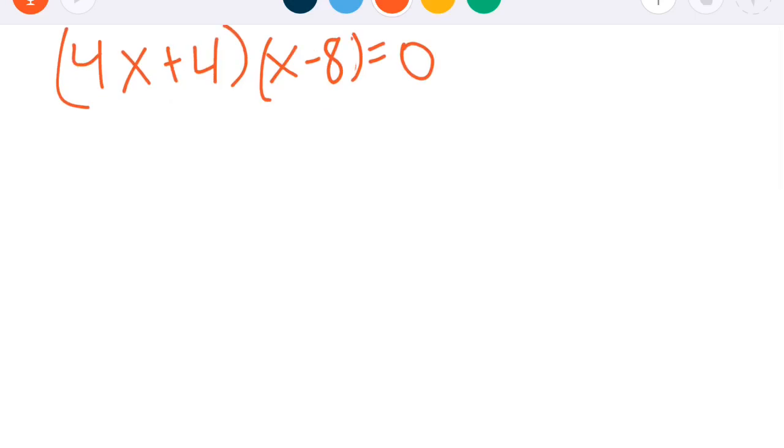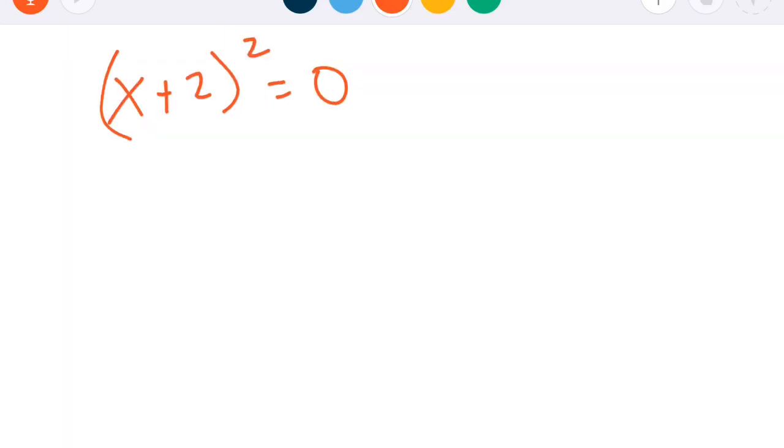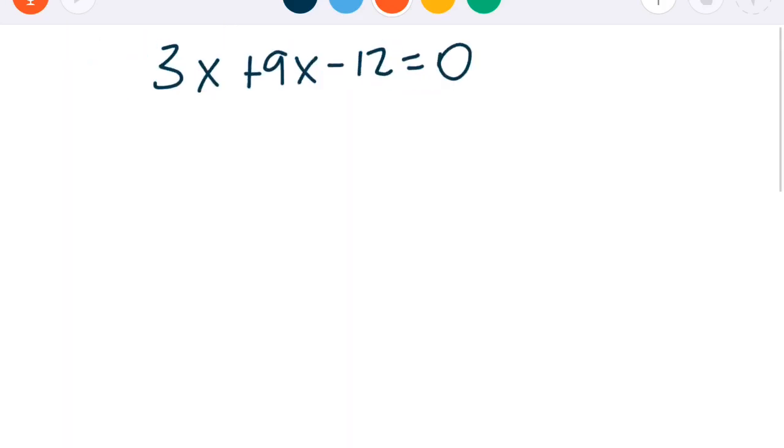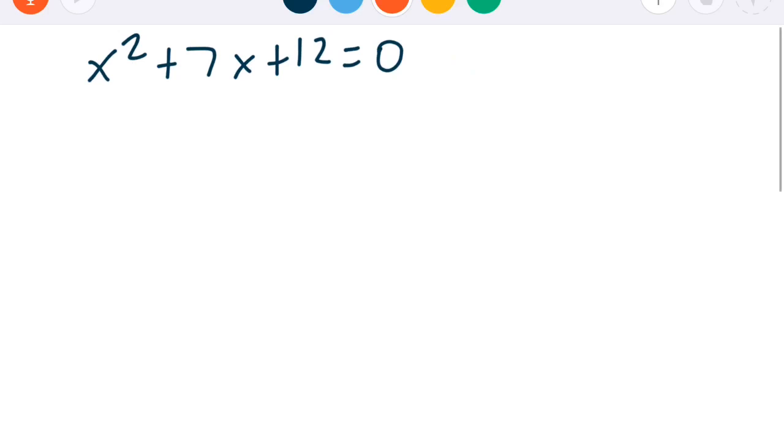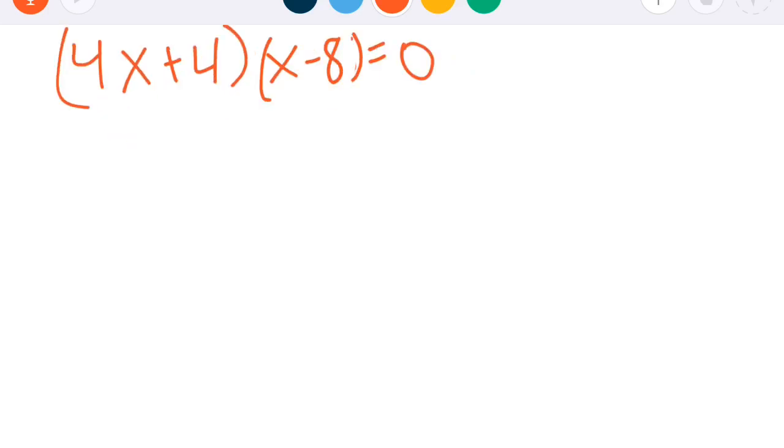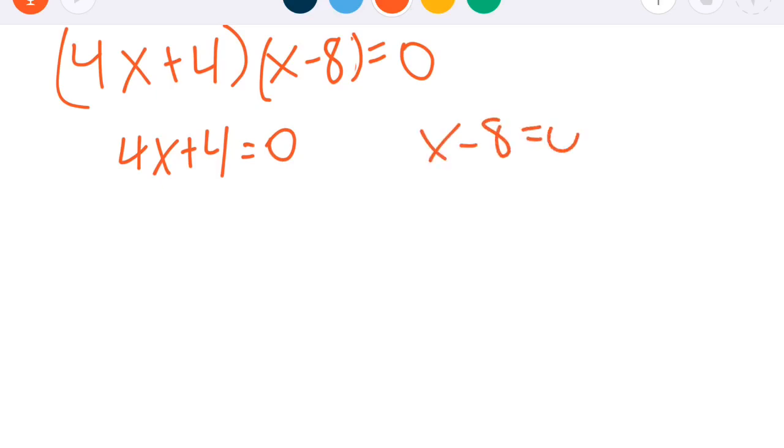These are already factored. So just going to talk about putting it equal to 0 here before we get into some of the problems where we actually have to factor. So after we factor it, like I said, this is in factored form. In order to get our solutions, we're going to set both of these sets of parentheses equal to 0. So when we do that, we have 4x plus 4 equals 0, and then we also have x minus 8 equals 0. So we're going to solve these little equations, and that's going to give us our two solutions.